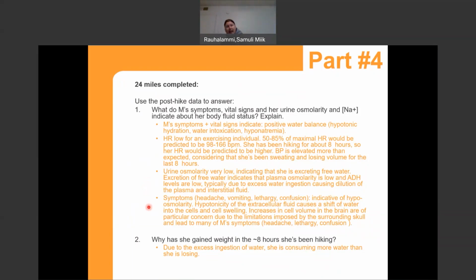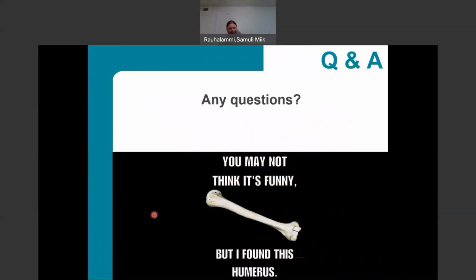All of these symptoms, headache, vomiting, lethargy, confusion, indicate hypoosmolarity, so hypotonicity of the extracellular fluid, causing a shift of water into the cells and cell swelling. This we saw an example of as well when we discussed tonicity in the earlier part of this exercise. So I think that this is a rather good activity.